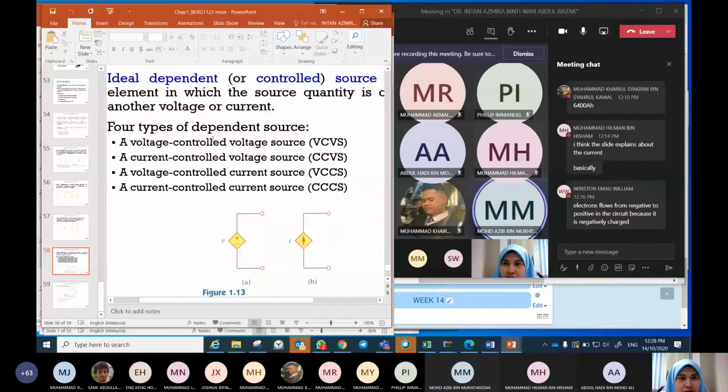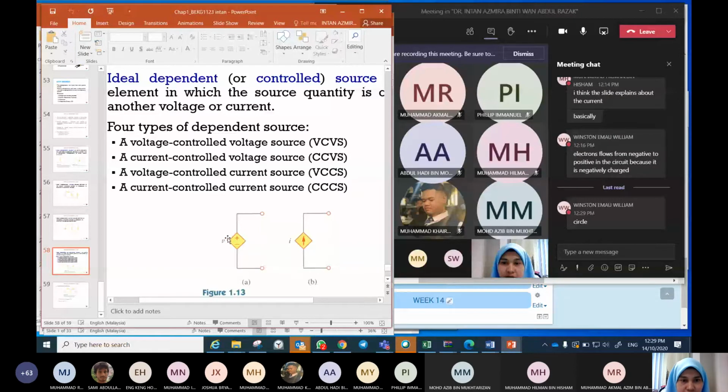Independent source, the shape of independent source is the circle, the round one. Dependent source, the shape of the dependent source, either current source or voltage source, is diamond. Dependencies, you mean it's variable voltage or current? Yes. Why we call it as dependent?